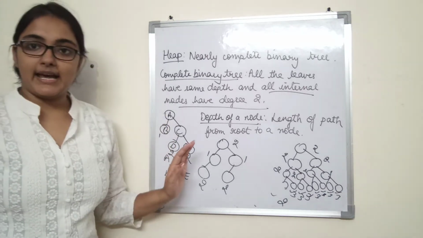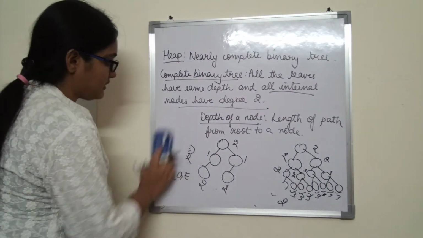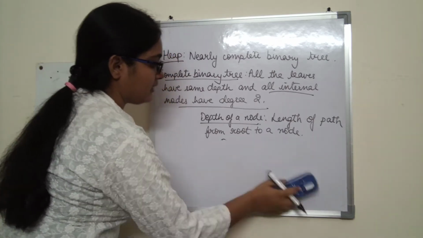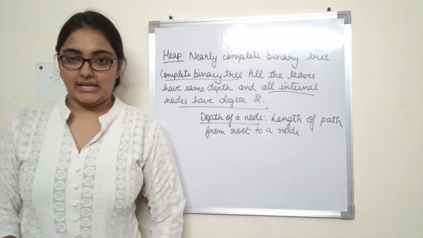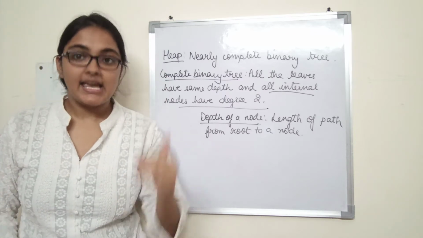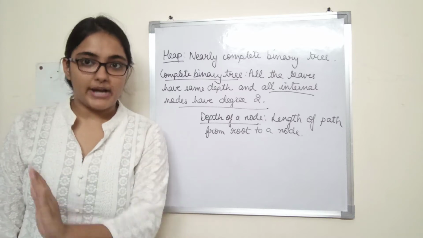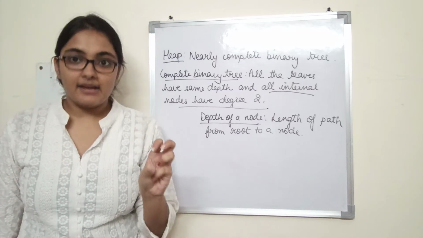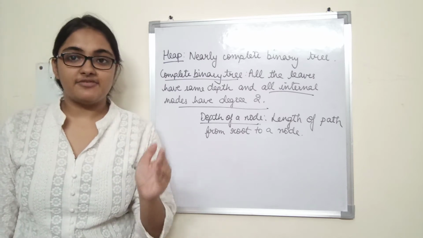Now heap is a nearly complete binary tree. Now I'll just dictate, you may write it. Nearly complete binary tree is a binary tree which is completely filled on all levels except possibly the last, and the last level is filled from left to right. That is a nearly complete binary tree. What is it? It is a tree which is completely filled on all levels except possibly the last, which is filled from left to right.